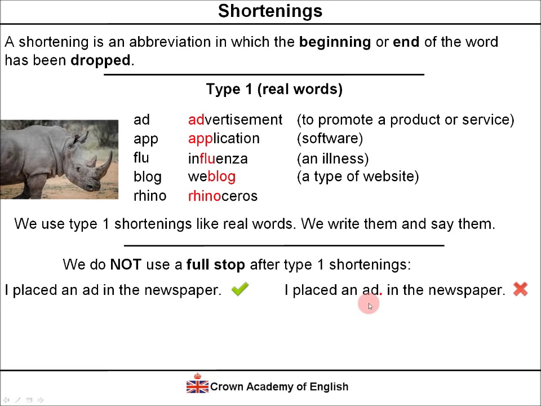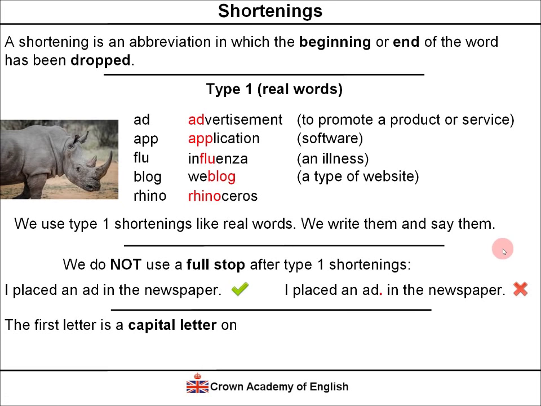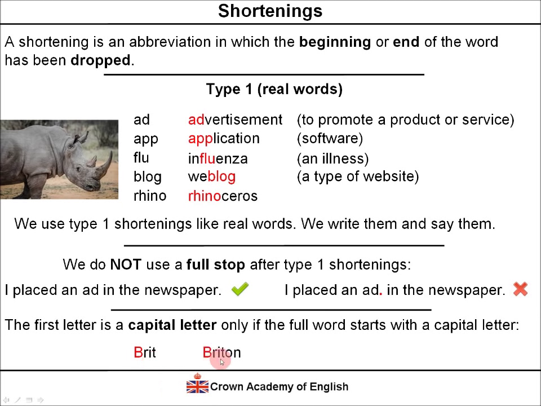And this is wrong. I placed an ad in the newspaper. So we have written a full stop here, but that is wrong. The first letter is a capital letter only if the full word starts with a capital letter. So Brit, this is an abbreviation for the word Britain, and this means a British person. So this is the full form.